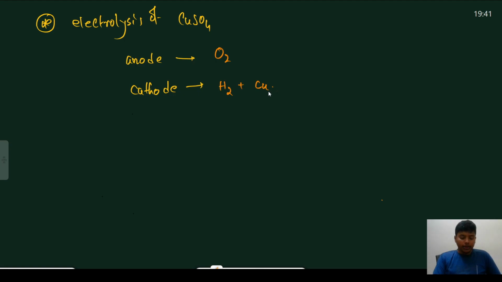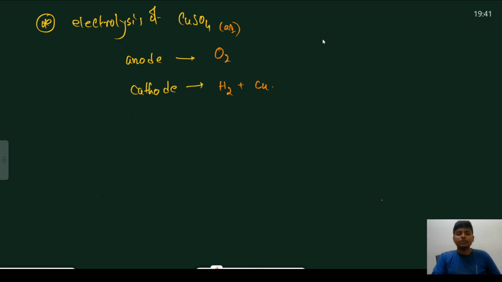Sir, where is the hydrogen coming from? Arey, water is there. The electrolyte is copper sulfate solution, an aqueous solution. Water is there, simply. Understood? So can you write down the reactions for anode and cathode?